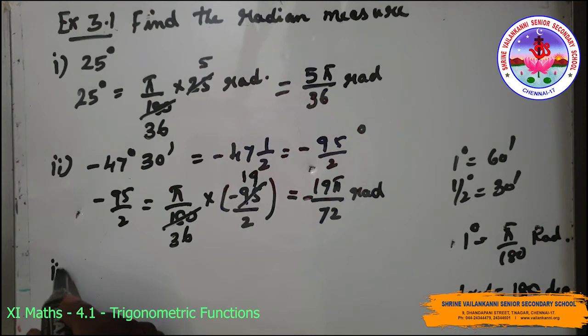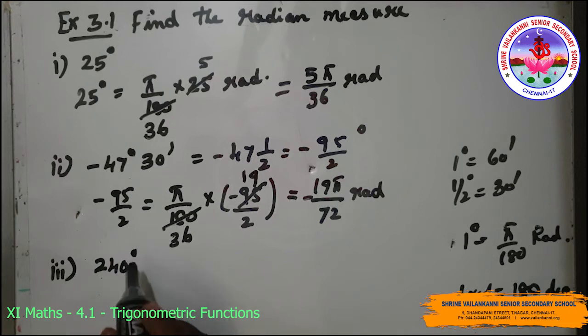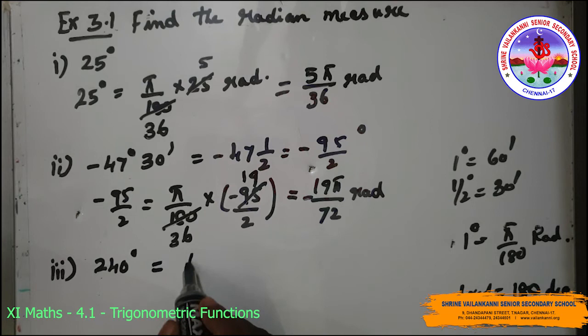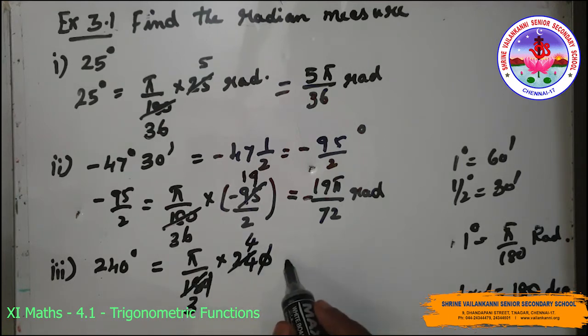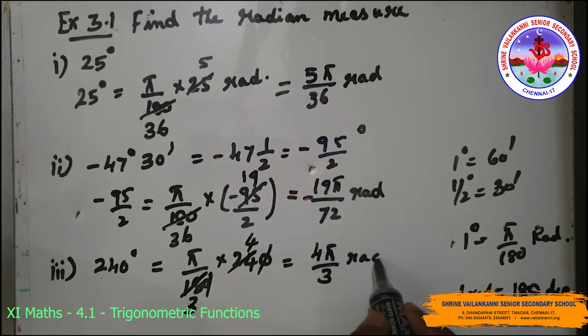So third one, 240 degree. So we have to convert this into radians. So which is pi by 180 into 240. 0 0 cancel. 6 into 4, 6 into 3. So which is equal to 4 pi by 3 radians. So 240 degree is equal to 4 pi by 3 radians.